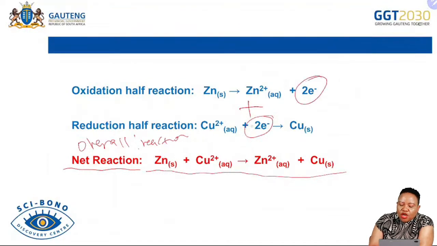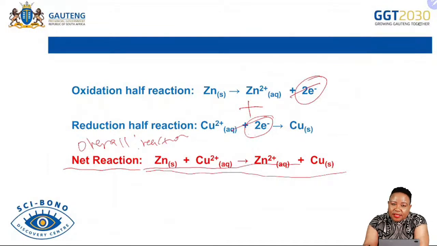But now you need to be careful that your electrons must be equal for them not to be included, because if you add the two reactions, these electrons will cancel out and we will be left with this reaction because they are on opposite sides.